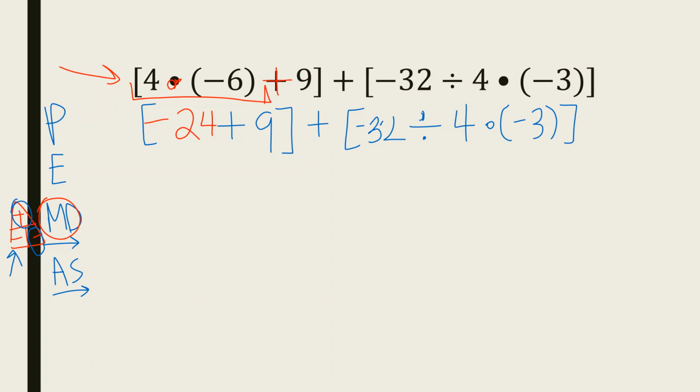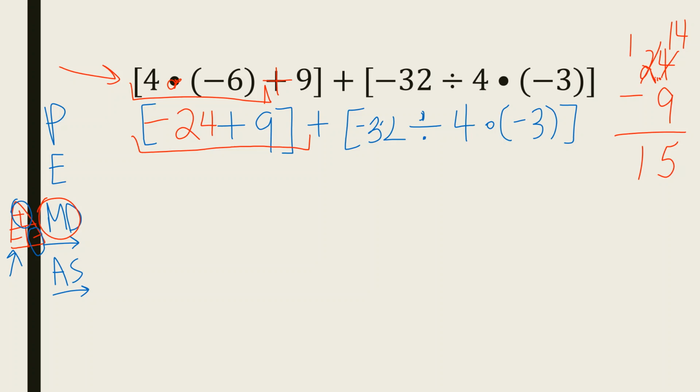Let's first finish the first group, negative 24 plus 9. So since we have two different signs of integer, let's subtract 24 minus 9. Borrow from the 2 and regroup. So we have 14 minus 9, which will give us 5. 1, bring the 1 down.